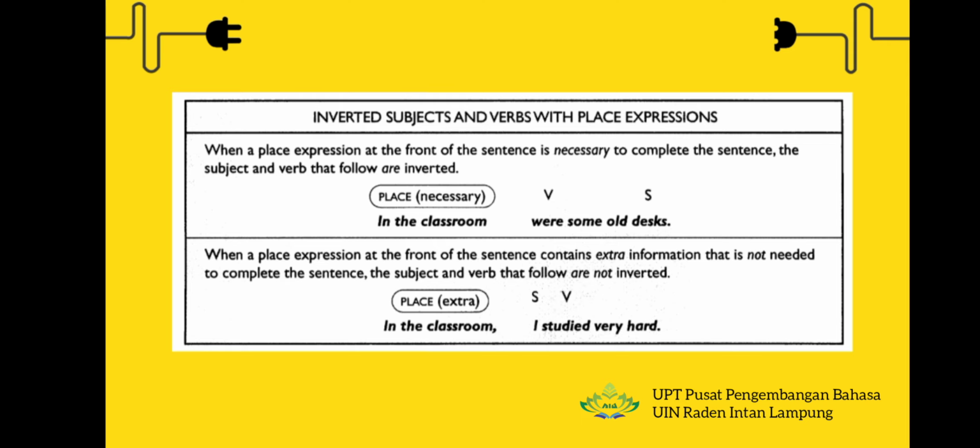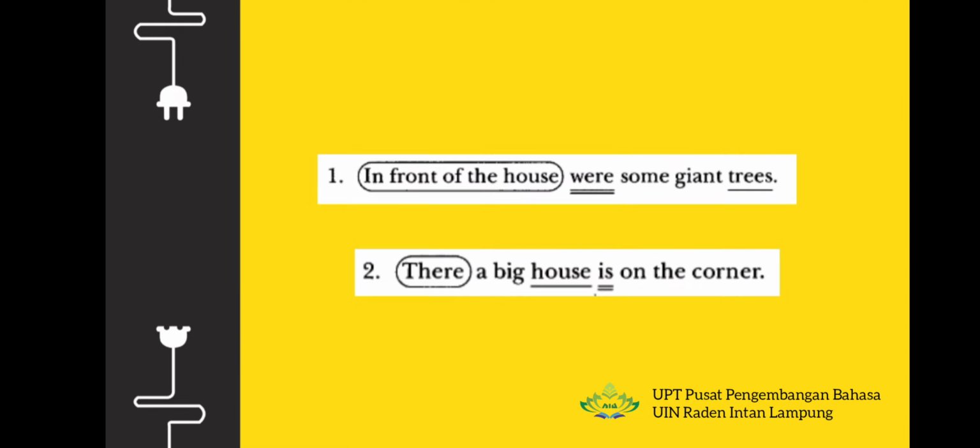It means that it is separated. It shows that this sentence does not need to be inverted. Let's do an exercise. See both of the sentences. Which one do you think is the correct one? Yes, the correct sentence is number 1. As you can see in sentence 1, the adverb of place is necessary and it doesn't have a comma. The meaning of the sentence would be incomplete without the adverb in front of the house.